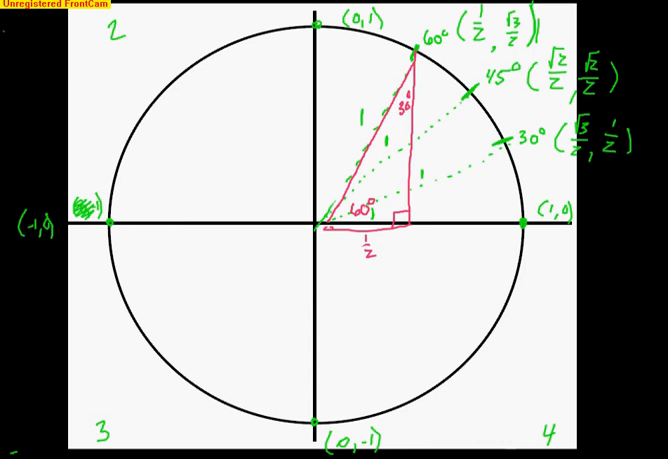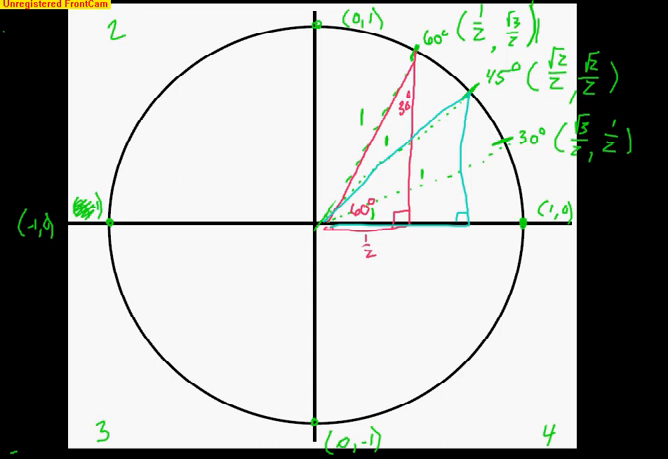I'm going to quickly show you this other triangle as well. If you think about this 45 degree triangle right here, I apologize for my wavy lines. Again, in this 45 degree triangle, the hypotenuse is 1. The height of the triangle would be radical 2 over 2. And the base down here would also be radical 2 over 2. So the y coordinate would be radical 2 over 2, and so would the x coordinate.